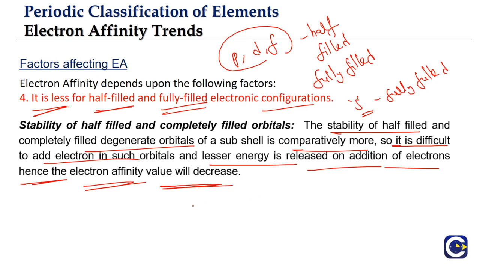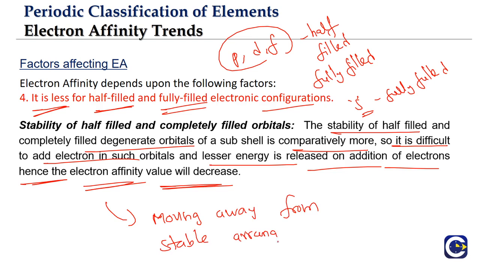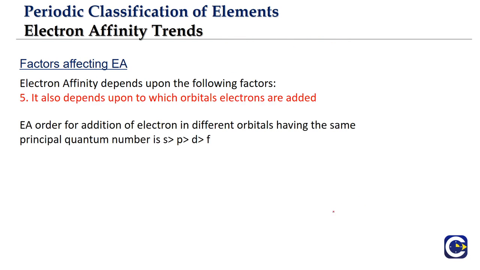So when we are moving away from stable arrangements, it results in a less electron affinity value. We'll see what the practical cases are where we'll observe it.